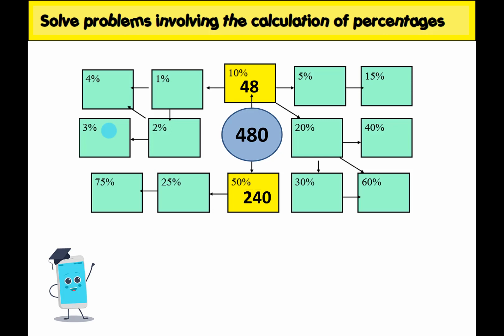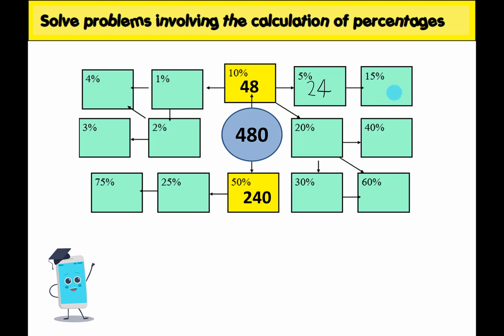Okay, firstly, let's go from our 10% to 5%. If I know what 10% is, to find 5%, I simply need to just halve my 10% number, because 5% is half of 10%. 5 is half of 10. So if I know my 10%, I can halve it, which is 24. 5 is half of 10, so 5% will be half of the 10%.